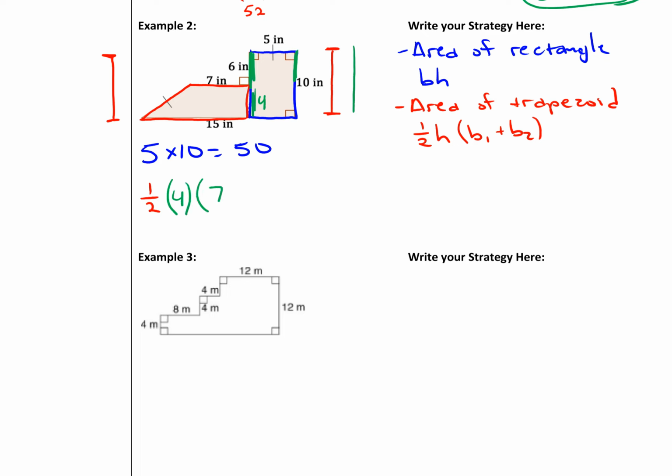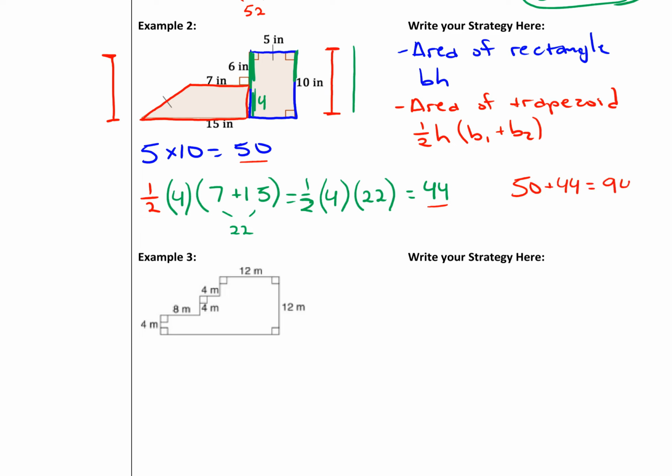And our two bases are 7 and 15. So we'll go ahead and work that out. 7 plus 15 is 22. So 1/2 times 4 times 22 gives us 44 square inches. So we'll go ahead and add those two together. 50 and 44, giving us 94 inches squared.